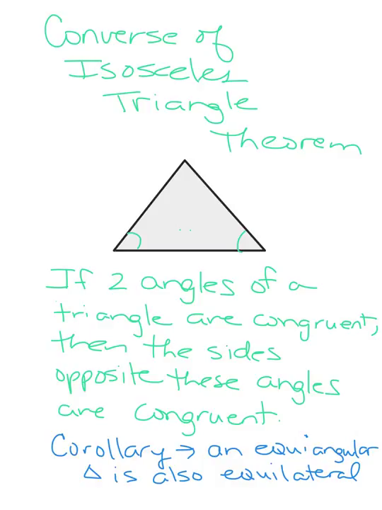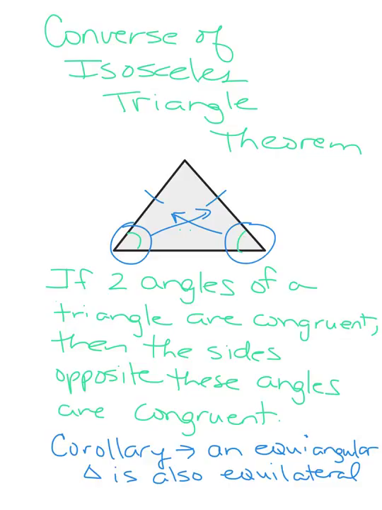The converse of the isosceles triangle theorem is the opposite. It says if two angles of a triangle are congruent, then the sides opposite these angles are congruent. So in this case, we're given congruent angles first. Our base angles are congruent, and it's saying that the sides opposite these angles are also congruent. So that makes that side congruent to that side.